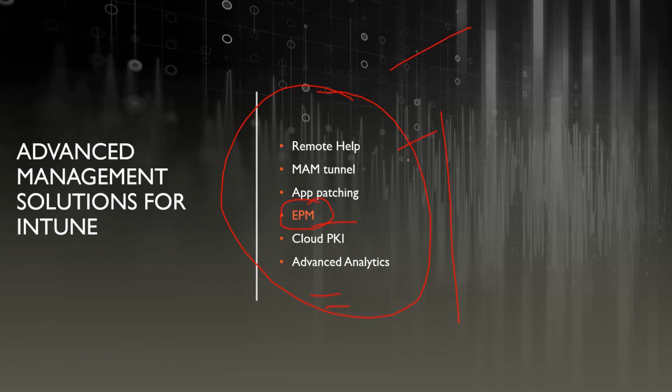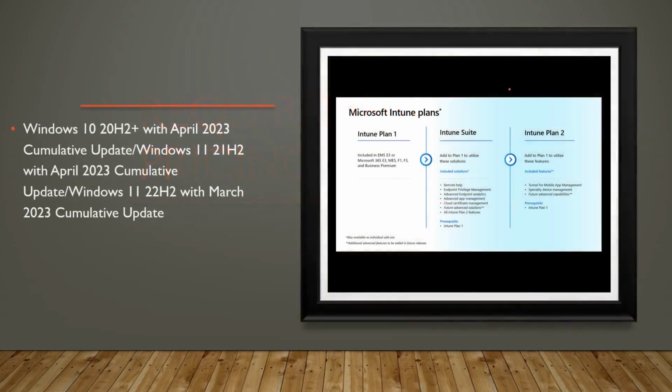Now there are two ways that you can get licensed for these products. Either you can purchase the license for Intune Suite. Intune Suite is a bundle which contains all these features. It contains Remote Help, EPM, advanced analytics, advanced app management, Cloud PKI, and a lot of other products.